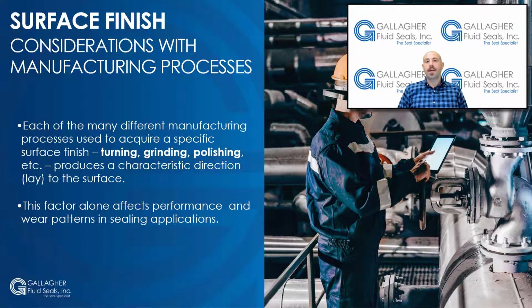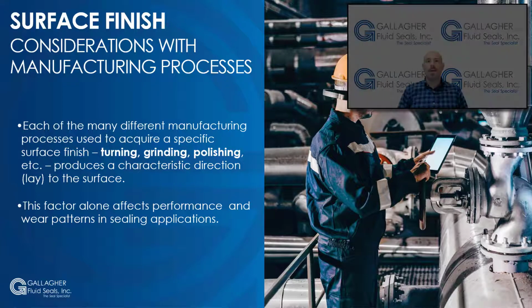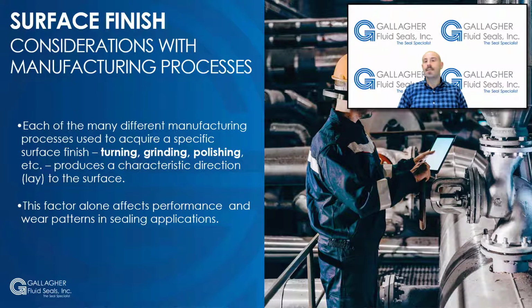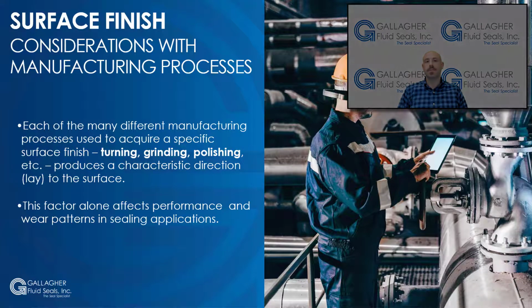Each of the manufacturing processes used to achieve a desired surface finish produces a characteristic direction on the surface. This is known as lay. From our previous webinar, a few of these include horizontal, circular, and radial. This factor alone has an impact on wear patterns, performance, and longevity for sealing applications.